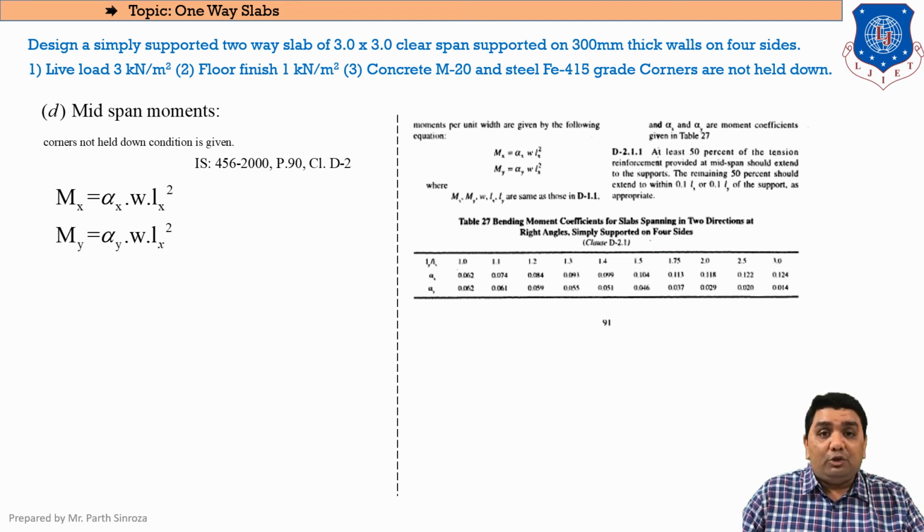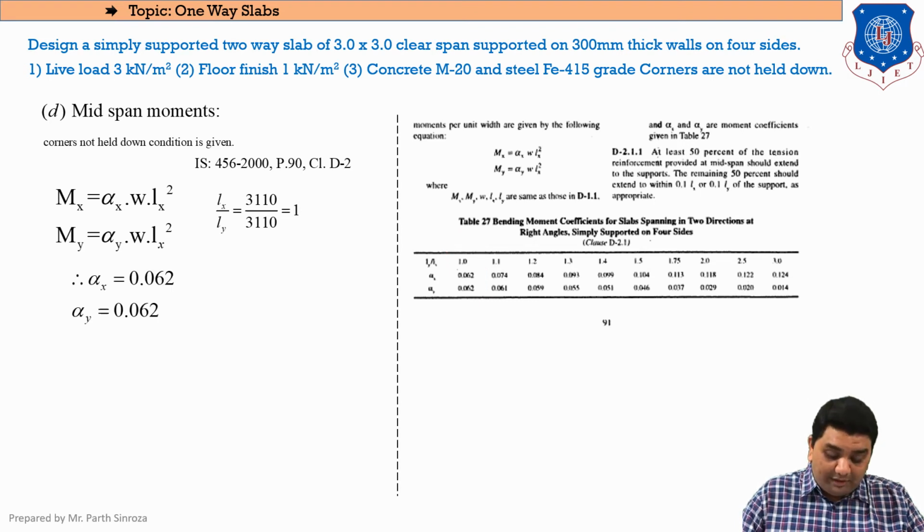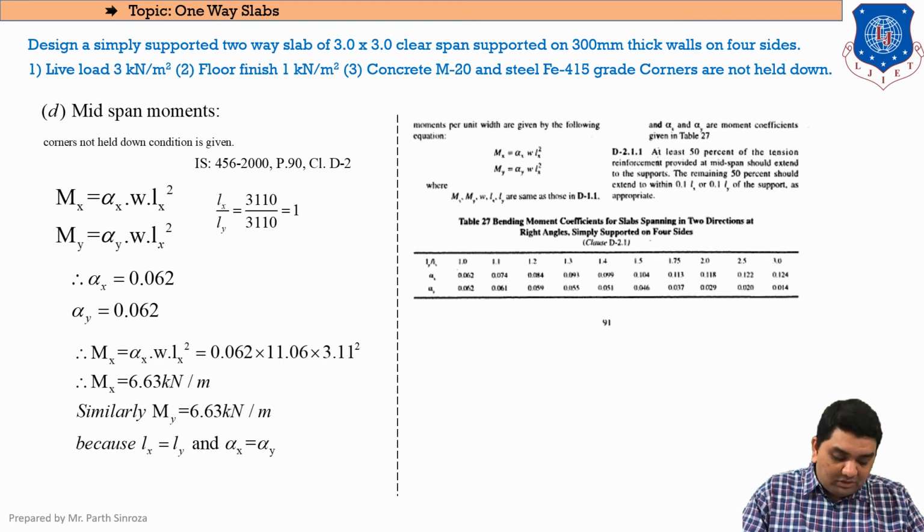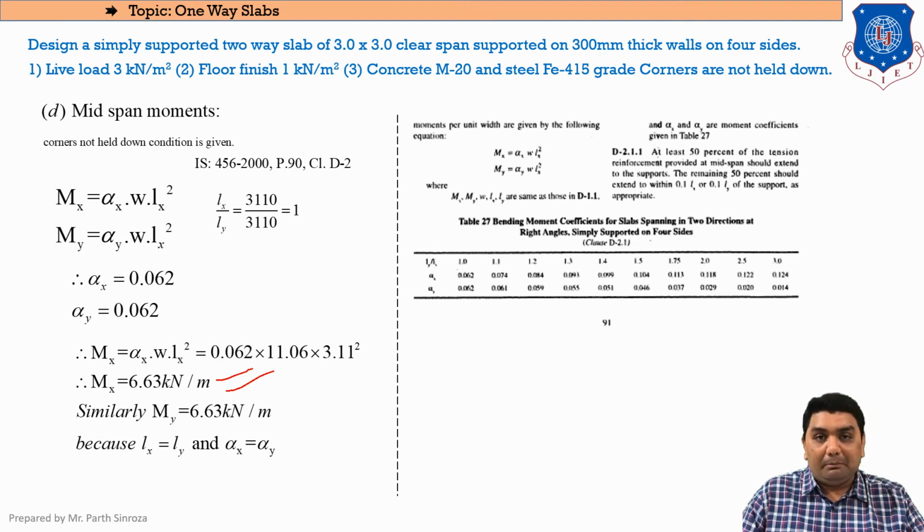So our first step will be to calculate the value of Ly by Lx. As we all know, Ly was 3110 mm and Lx was also 3110 mm. So solving it we get 1. So we will be using these values for our alpha x and alpha y. Our alpha x in this case will be 0.062 and alpha y in this case will also be 0.062. Clear? So now substituting everything in the terms Mx and My, we get Mx equal to 6.63 kilonewton per meter.